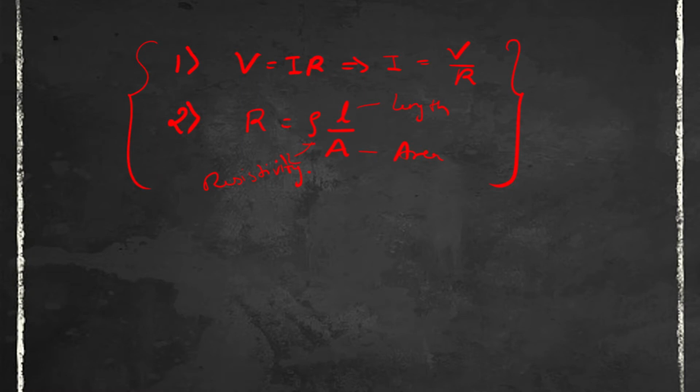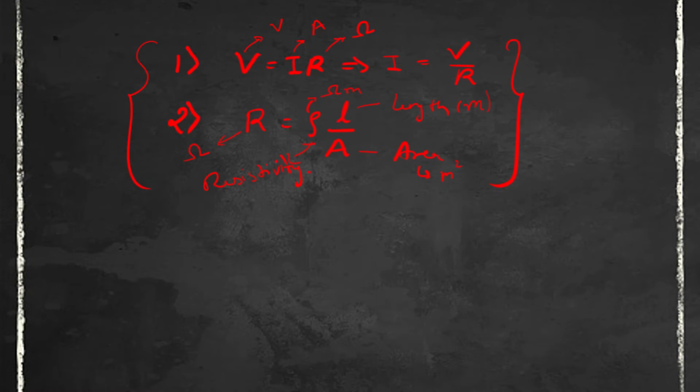Before that, let us discuss the unit of each of the variables here. From V is equal to IR, the unit of V is volt, the unit of I is ampere, and the unit of R, meaning resistance, is ohm. Here also, the unit of R is ohm, the unit of resistivity is ohm meter, the unit of length will be meter or millimeter as per the question, and the unit of area will be meter square or millimeter square as per the question.